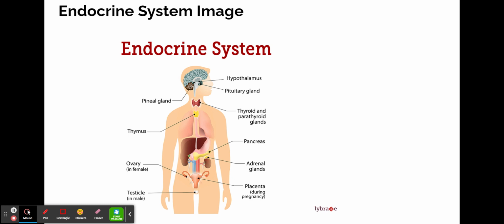In females, the ovaries produce estrogen and progesterone, which regulate reproductive processes. And in males, the testes produce testosterone, which is responsible for male reproductive development.